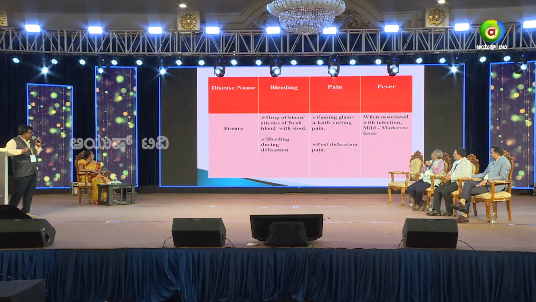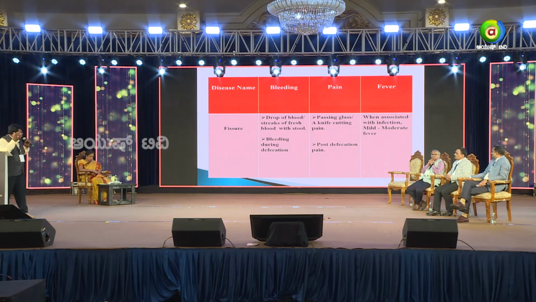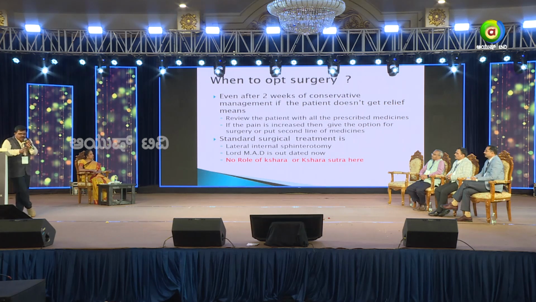The bleeding will be very streaky, with painful defecation, and after defecation there is pain. This is the history you need to take well. So what should be done as a general practitioner? Use a high fiber diet, educate the patient, stool softener, and analgesics. Ayurvedic medicines, there are so many proprietary medicines available, stool softeners and laxatives, wound healing agents, sitz bath. And my request to all general practitioners: no role for antibiotics or B complexes, which we copy from modern physicians and surgeons, and majority of them prescribe. There is absolutely no role, and no saline is going to help the patient.